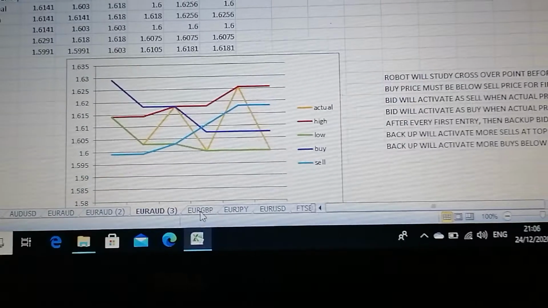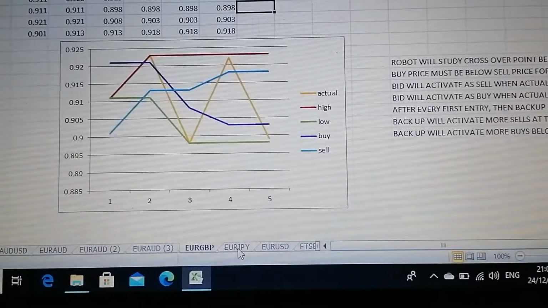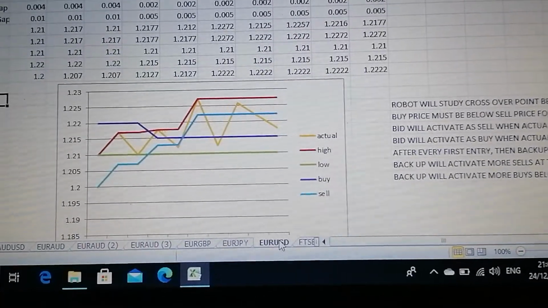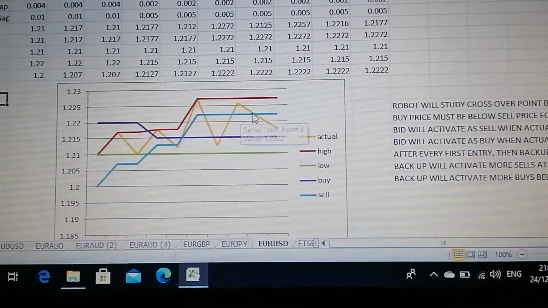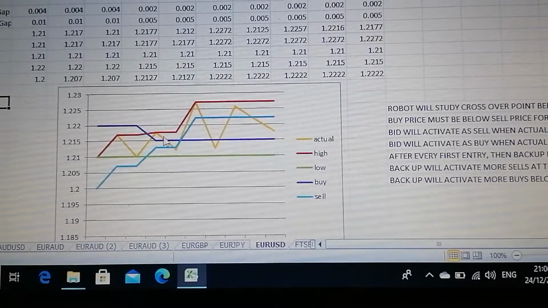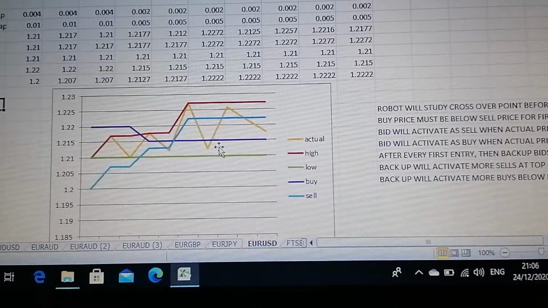So look at others as well. EUR GBP, you see the market, you see the movement, EUR JPY, EUR USD. So that's just the basic concept of this robot. Take a sell from this blue line, take a buy from this purple line, and if they've not crossed each other, then the reversal will be the case as the market moves.